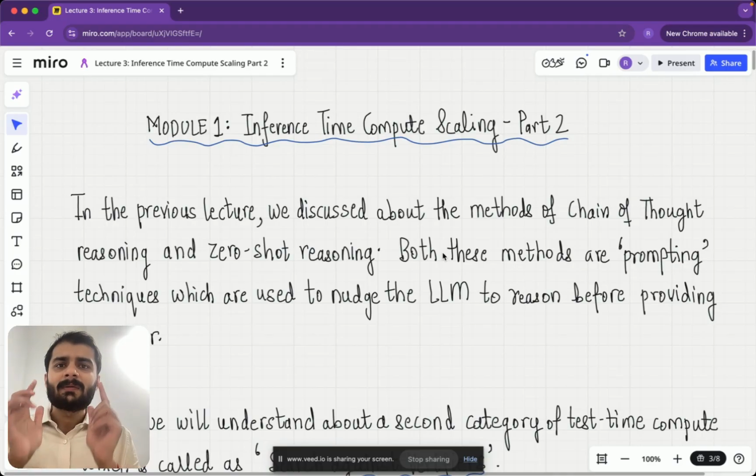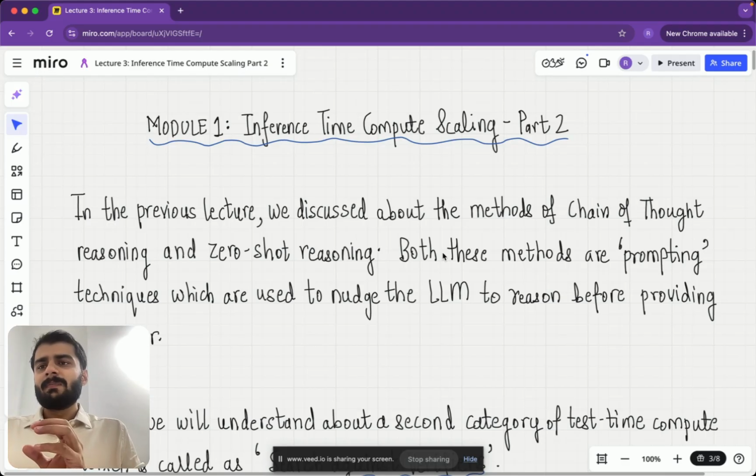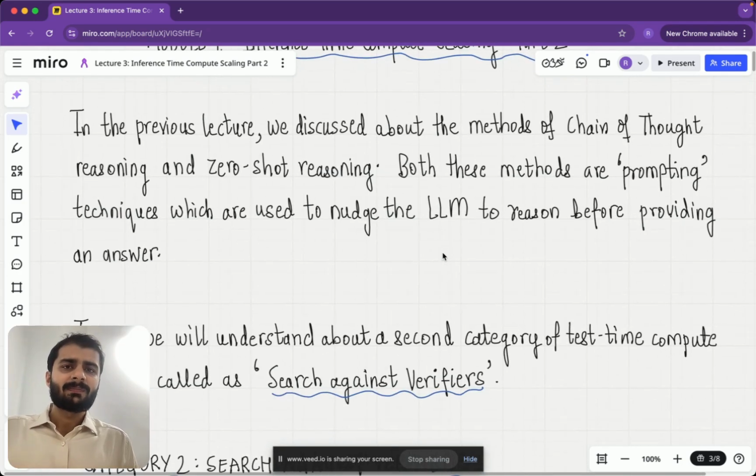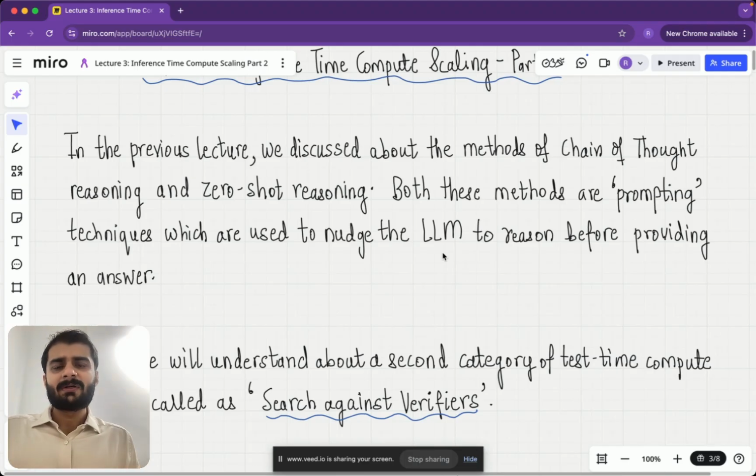Both of these, remember, are prompting techniques, which means that when the user is typing the prompt, that prompt is combined with either input output pairs of examples with a chain of thought or by a simple statement which says, let's think step by step. Today, we will understand a second category of test time compute, which is called search against verifiers. And this is going to be very different than plain prompting.